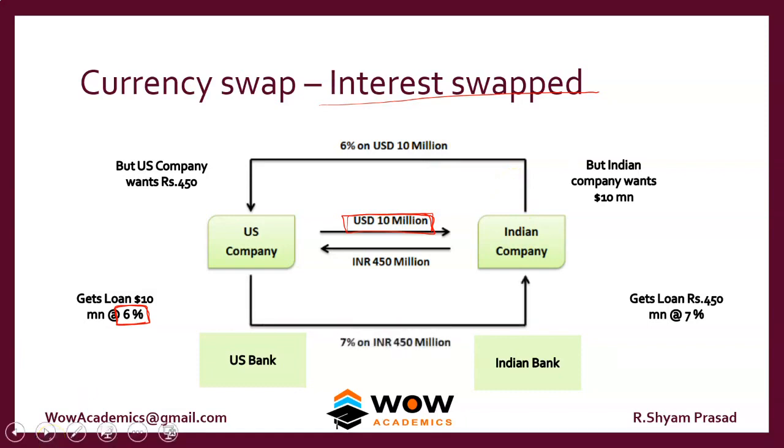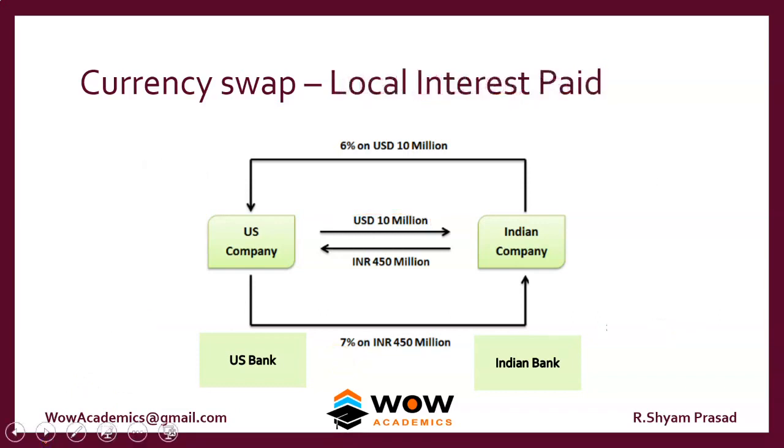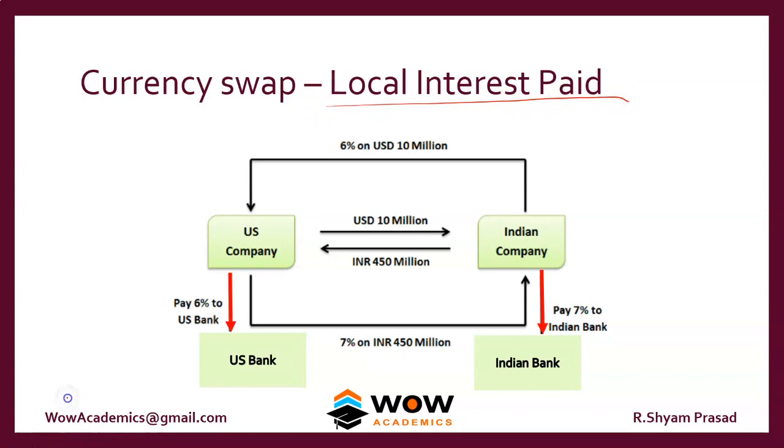So the US company, in turn, for the 450 million Indian rupees that they got, pays the 7% interest rate, which is the Indian bank interest rate, to the Indian company. So once this has been paid, the US company pays the interest amount to the US bank, and the Indian company pays the interest to the Indian bank. So the interest has been paid. So that is about the local interest paid.